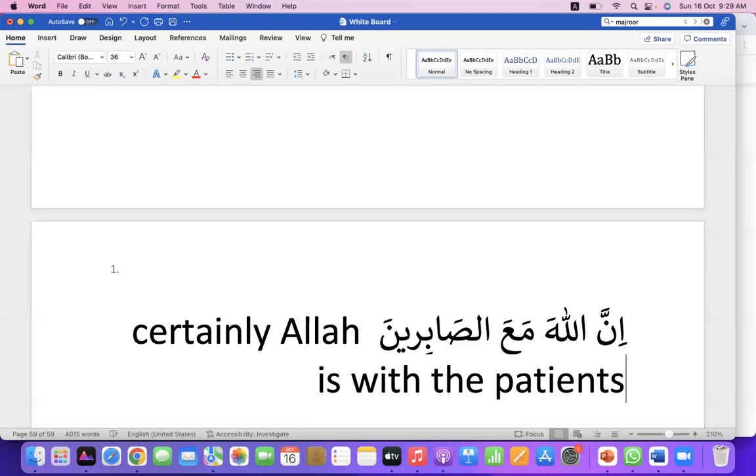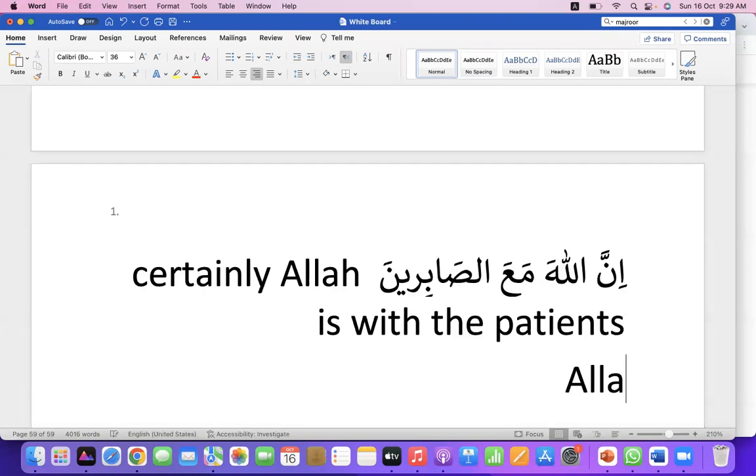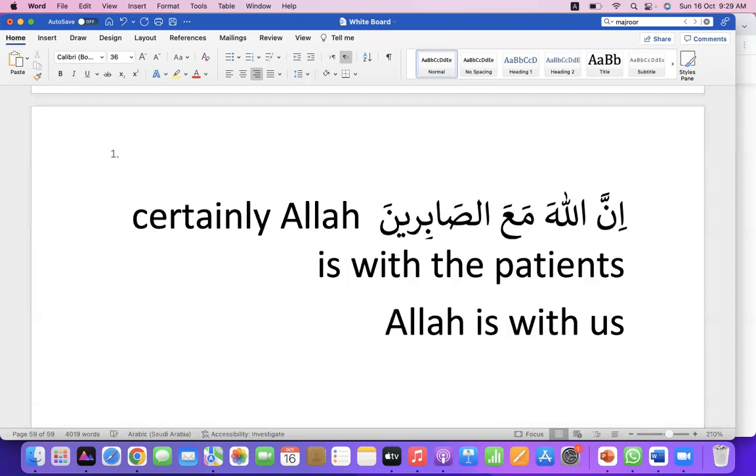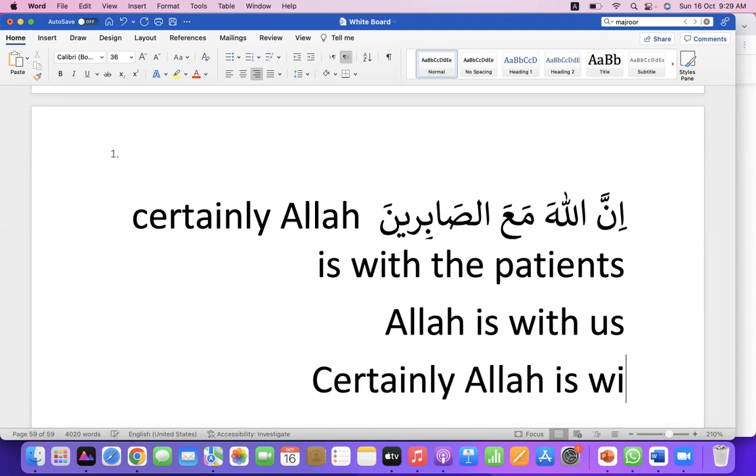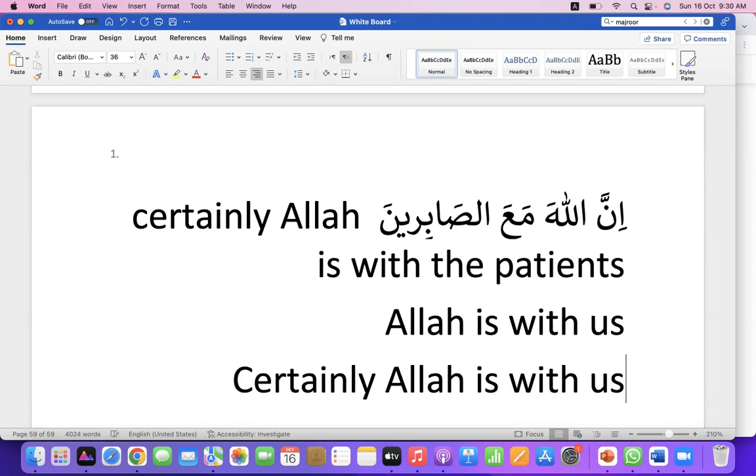So if I say like this, Allah is with us, and then I say, certainly Allah is with us, there's a huge difference, right? So this gives 100% hope, certainty. Okay, why can we use indeed in case of certainly? Are both the same or is it different?